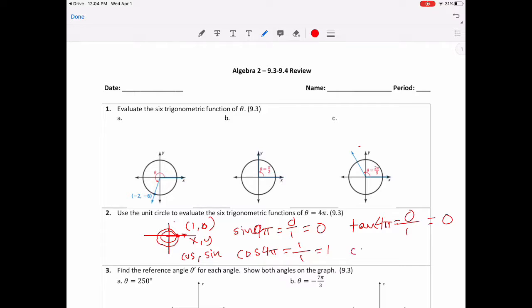Okay, cosecant. Well, cosecant of 4 pi is just sine flipped over. So instead of 0 over 1, 1 over 0. 1 over 0 is undefined. Secant of 4 pi. Well, that's just cosine flipped over, so 1 over 1 is still 1. And the cotangent of 4 pi, again, is just tangent flipped over, 1 over 0, again, undefined.